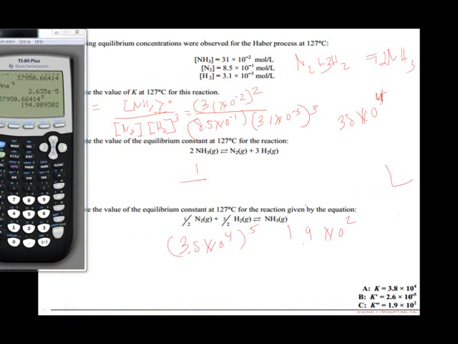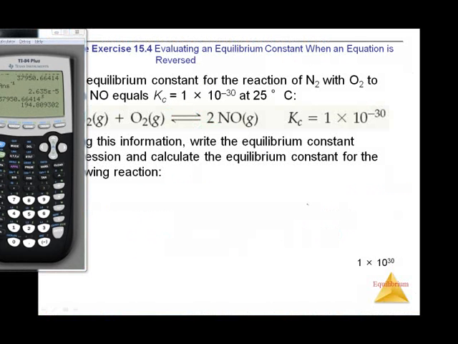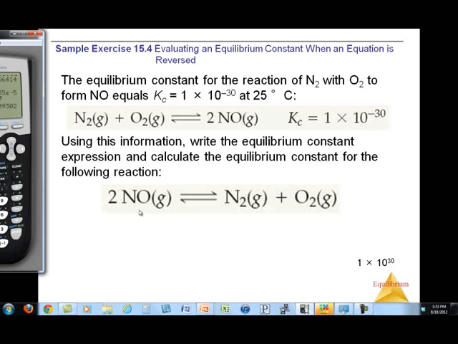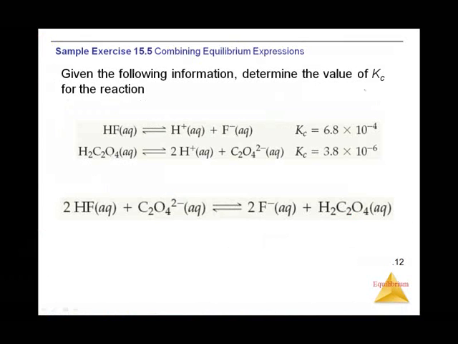Alright, let's take a look at a couple more. So it gives us an equation, rate constant, write the equilibrium constant for the reverse reaction. Okay, so it's just going to be 1 over 1 times 10 to the minus 30, which is going to be 1 times 10 to the 30. Okay. Alright, this is a nice one.